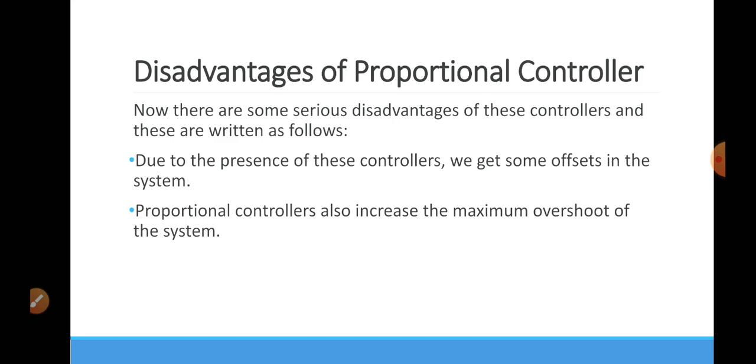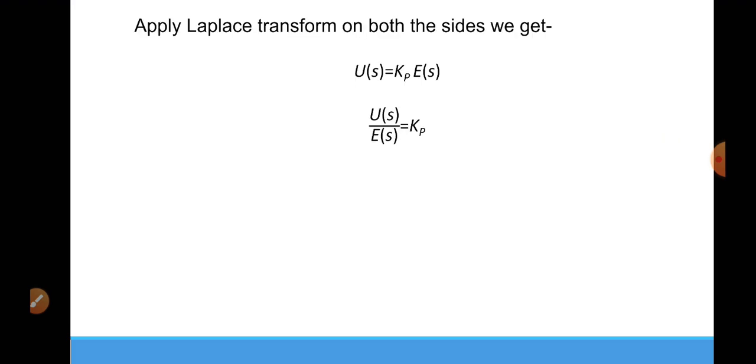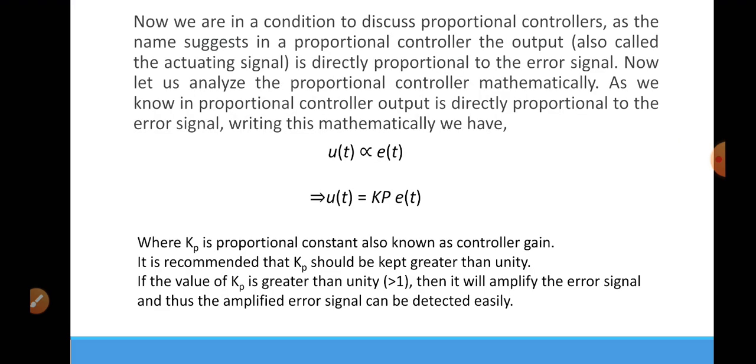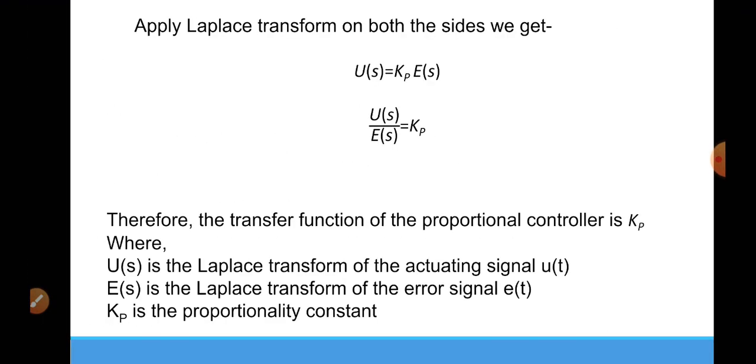Then a proportional controller also increases the maximum overshoot of the system. This is another disadvantage of the proportional controller. The main thing that is to be remembered about proportional controller is this diagram, these values, these equations, and this specific equation of proportionality. So this is about proportional controller.